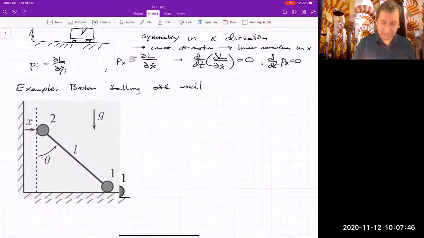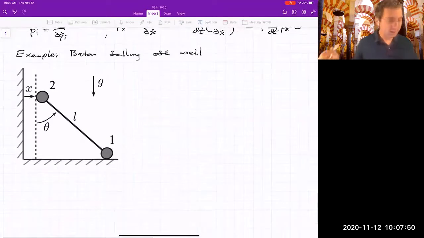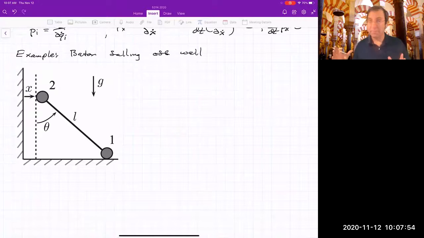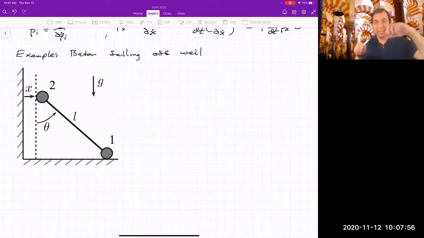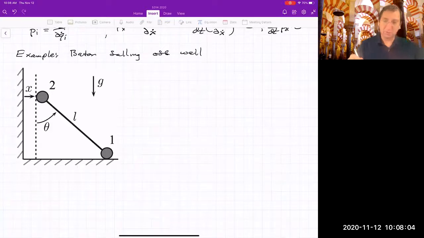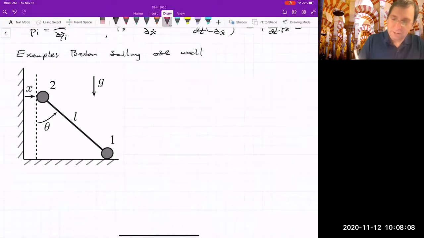All right, this is the continuation of the epic saga of the two mass system sliding off a wall. While it's connected to the wall, it's just one degree of freedom. When it comes off the wall, you actually have a jump in the degrees of freedom. It goes from 1 degree of freedom to 2 degrees of freedom. And that's significant in its own right, right?